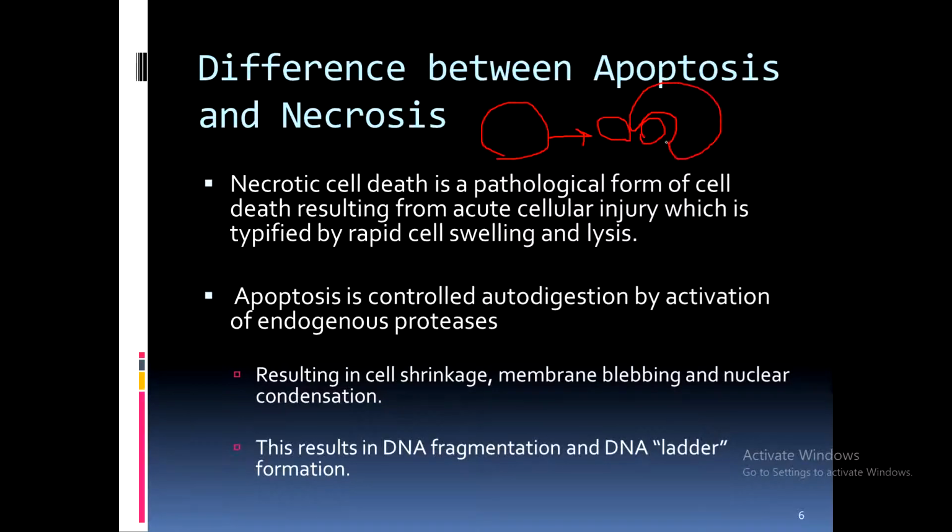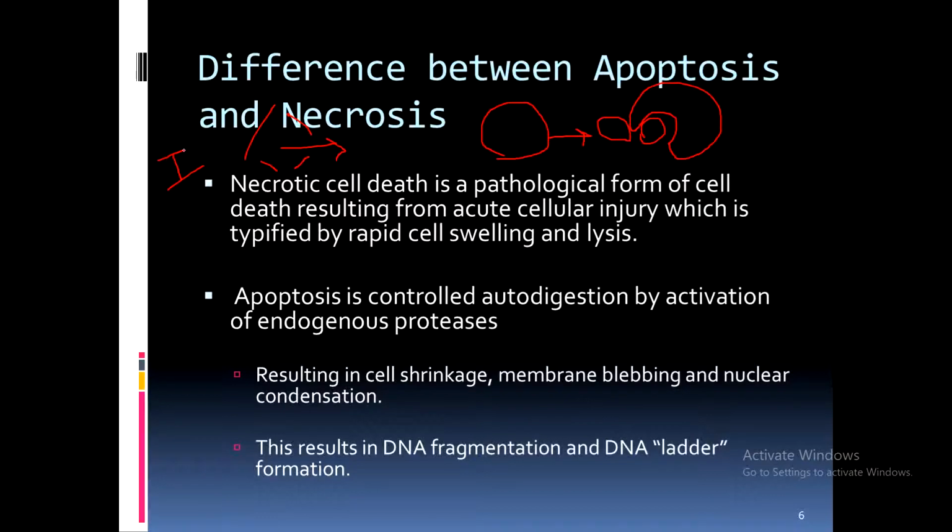But in necrosis, we have already discussed all the types of necrosis, and you have seen that after bleb formation, the cell membranes are going to rupture, and because of the rupturing of the cell membrane, cellular contents are going to leak outside the cell surfaces, and because of this we are having inflammation outside these cells. So just remember this thing.